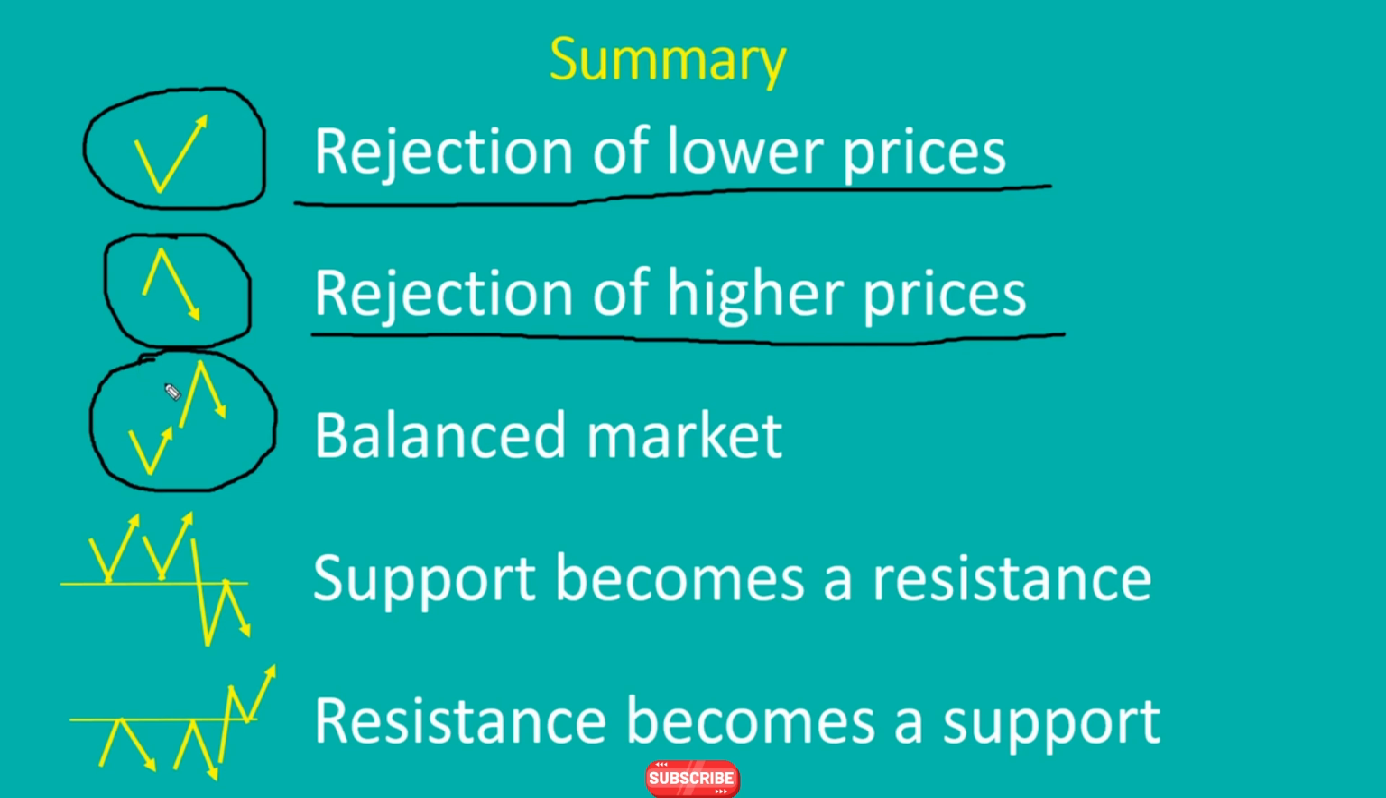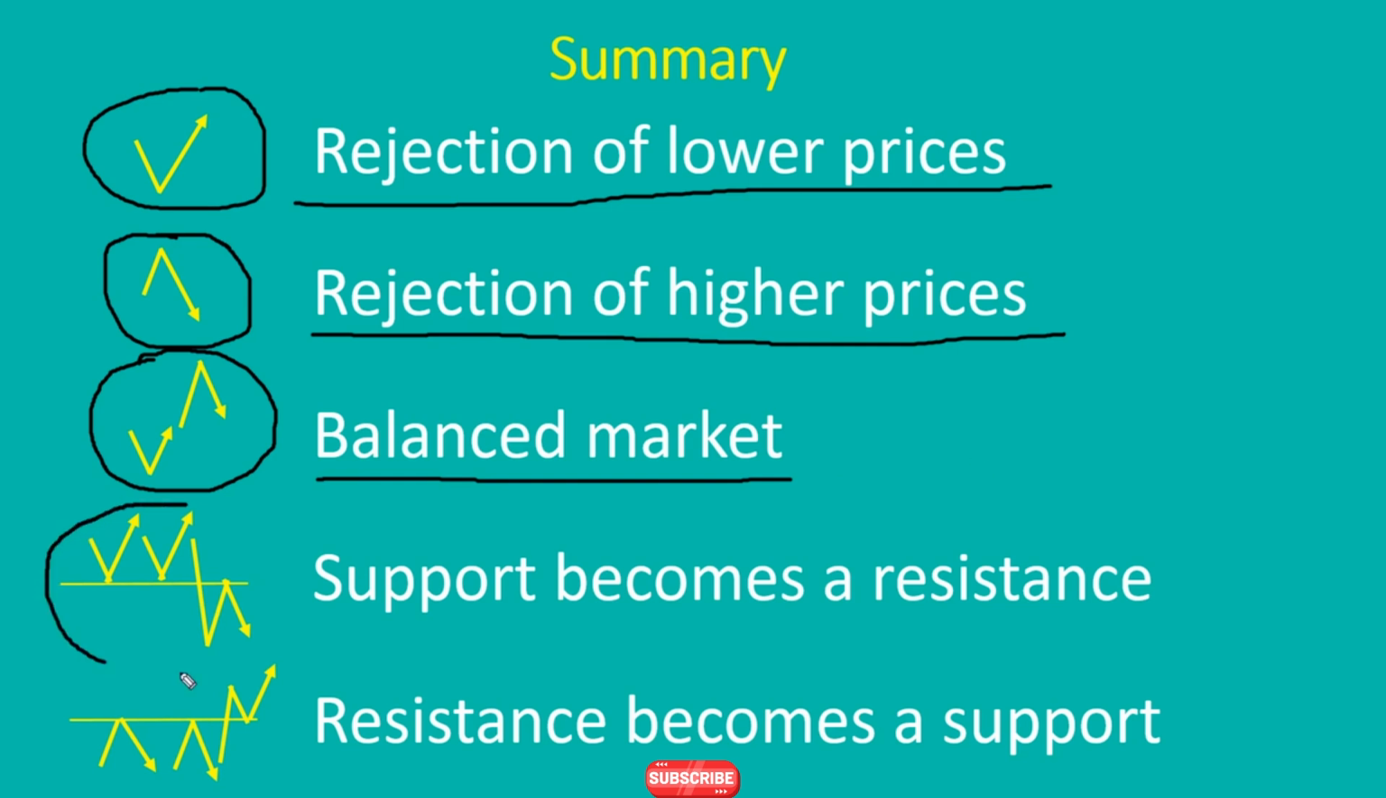This is how a balanced market looks like. And when you see rejections of lower prices and higher prices, then the market is balanced and there is a temporary balance between buyers and sellers and the market is moving in sideways price action.